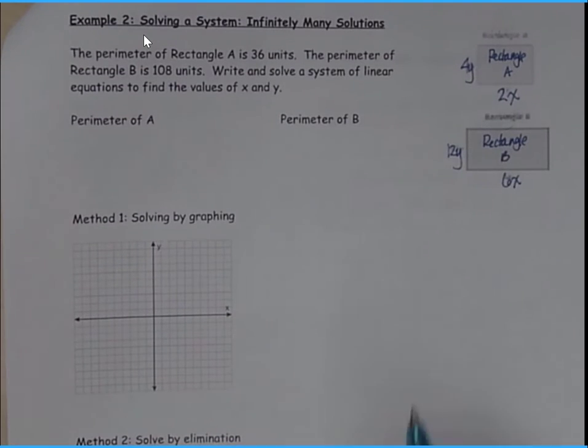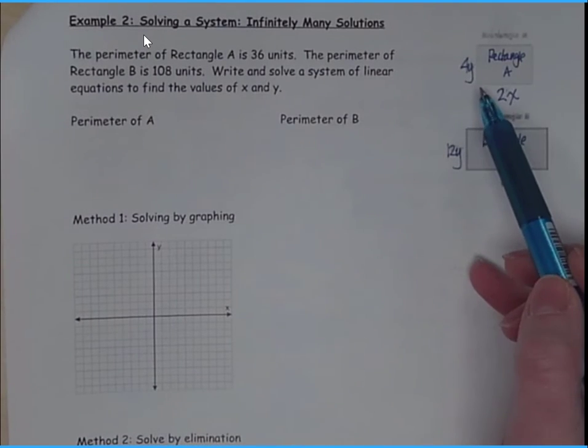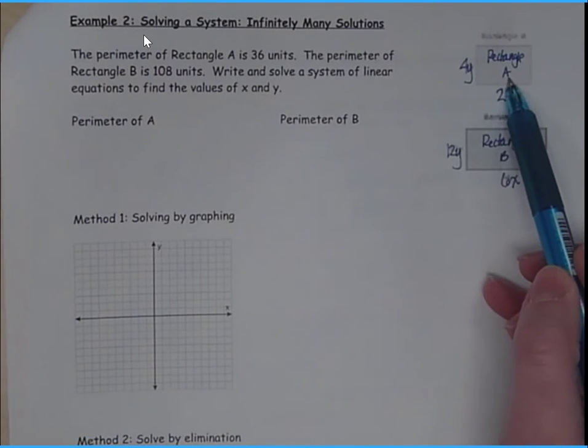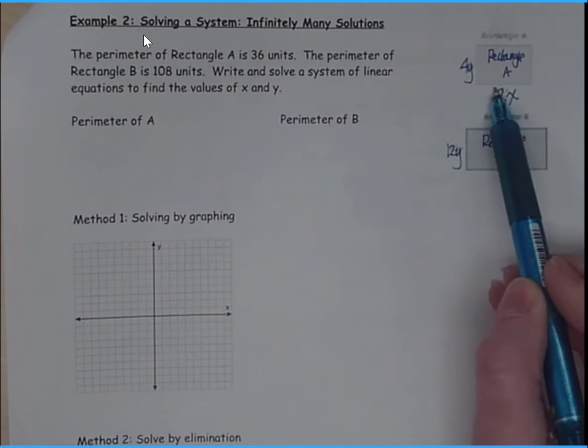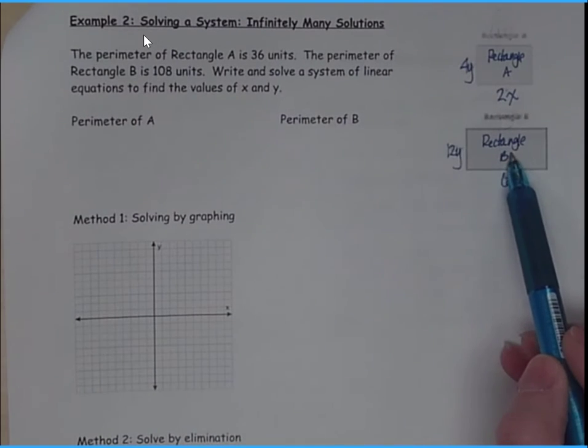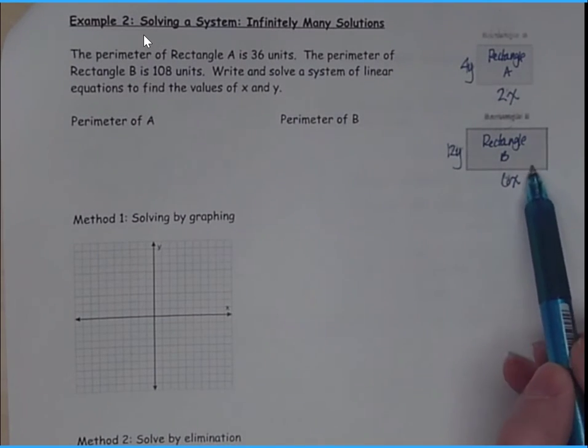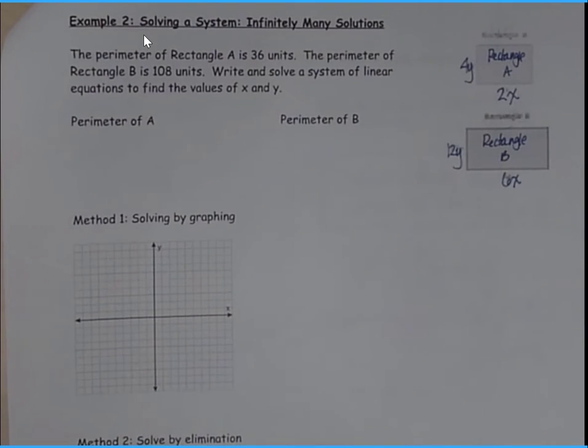Now, first off, I apologize here. This did not copy very well. So this is rectangle A, this side is 4y, and this side is 2x. This is rectangle B, this side is 12y, and this side is 6x.